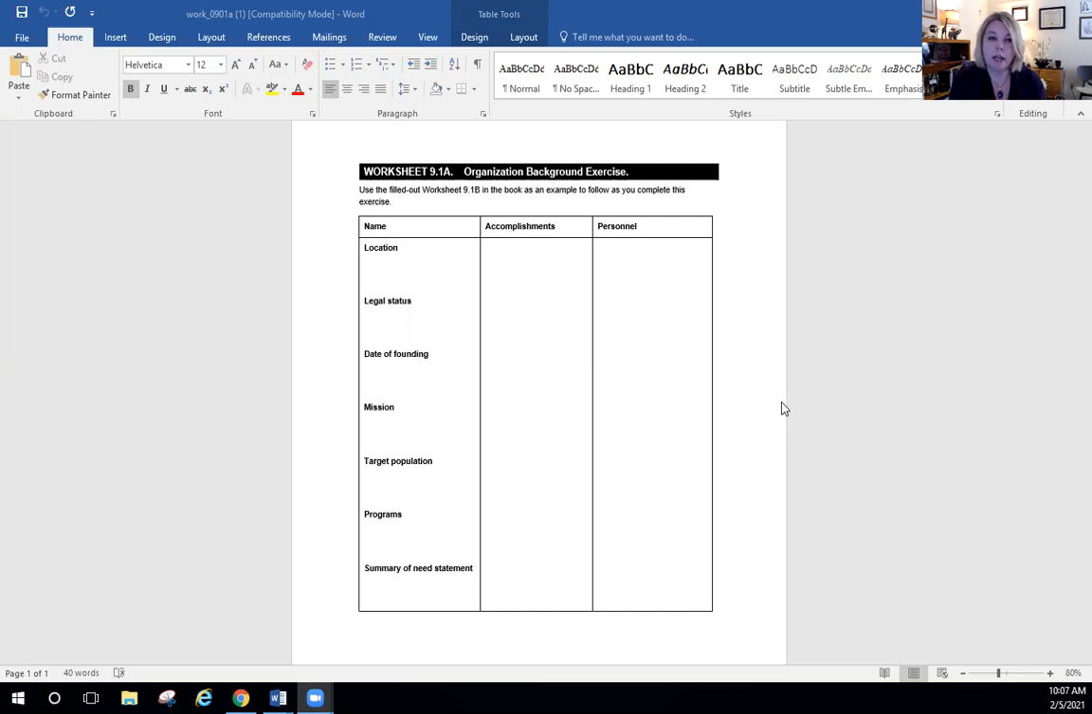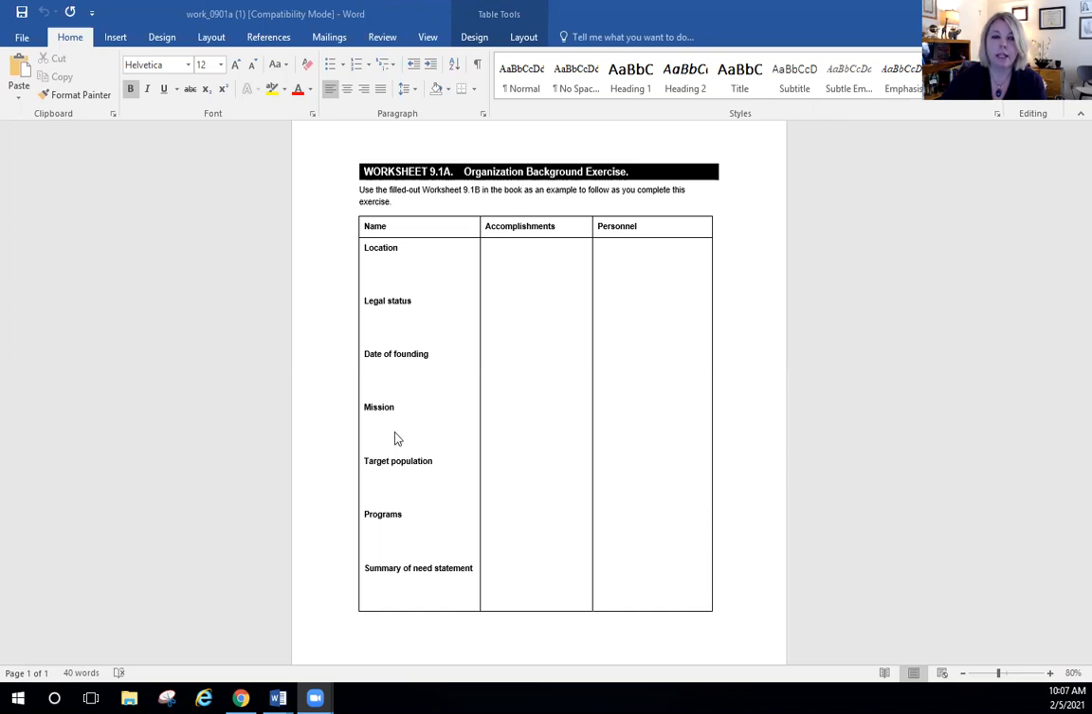If you do have a connection or someone you know at the organization, you can also reach out and ask them for some of this information if you can't find it. But on the left here, make sure to include the name of the organization. Sometimes people accidentally leave that off. Include where it's located, and particularly if it's a national organization, make sure to include the local organization that you're going to be applying for the grant for. The legal status should be that 501c3.